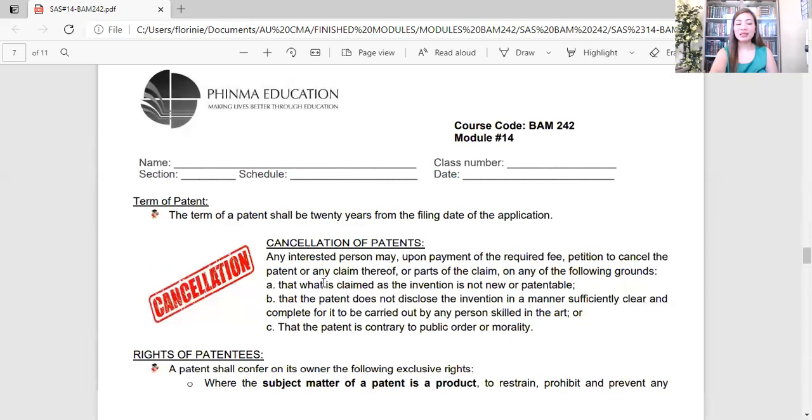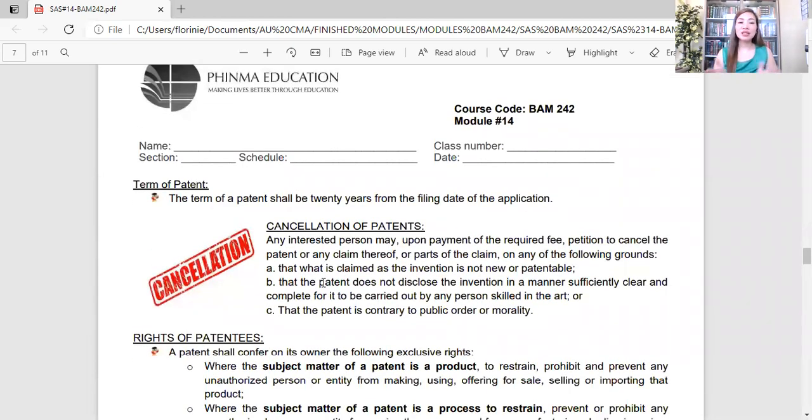Okay, term of patent. The term of patent shall be, this is very important, 20 years. 20 years. Term of patent. The term of patent shall be 20 years from the filing date of the application. Again, 20 years from the filing date. Filing date. Okay? Filing date of the application. Ang kulit ko doon, siguro naman natandaan nyo na yan.